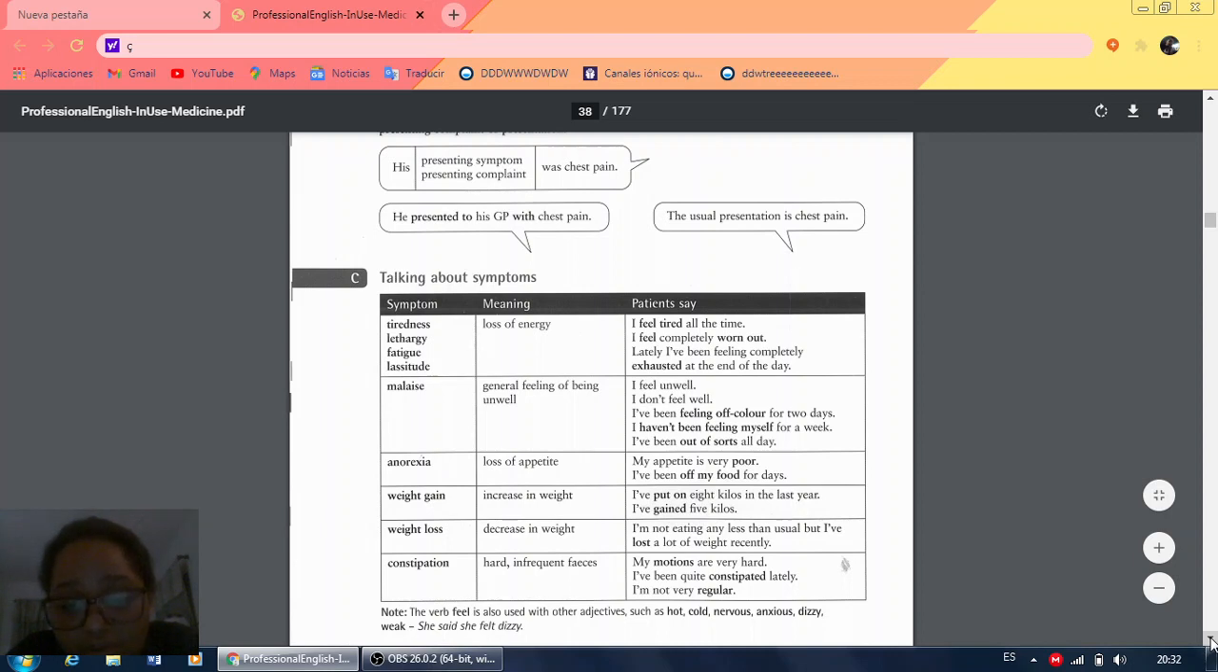My patience is very poor. I've been off my food for days. I put on 9 kilos last year and I'm losing 5 kilos. I am not hungry and I usually lose weight recklessly. My motions are very hard. I can't concentrate. I'm not very regular.